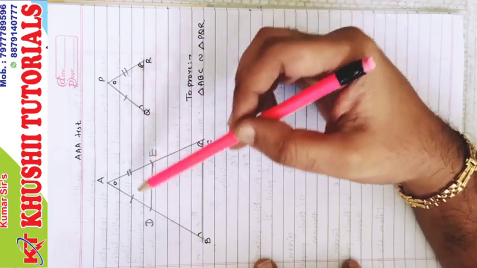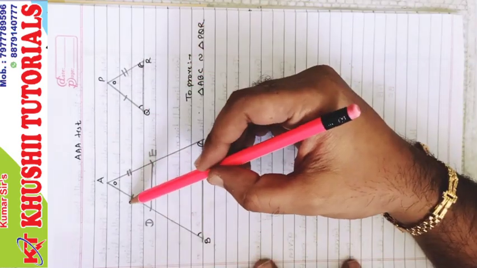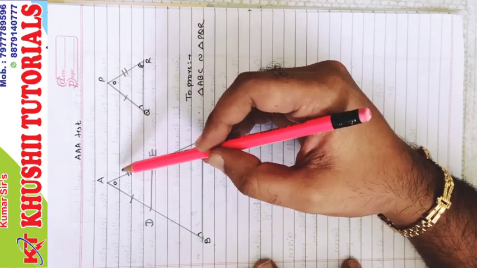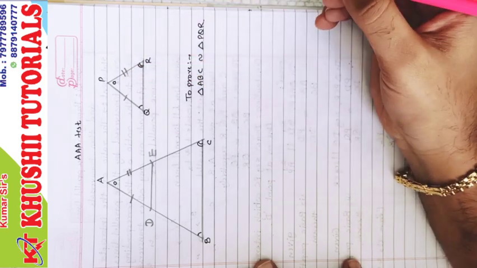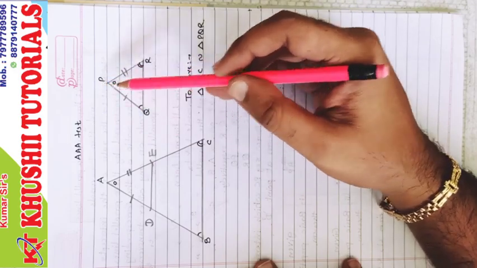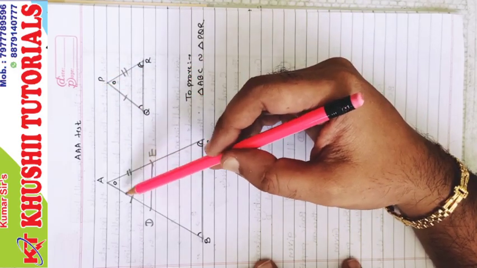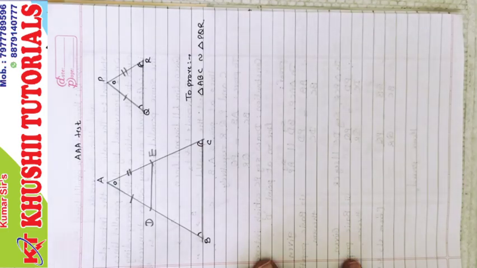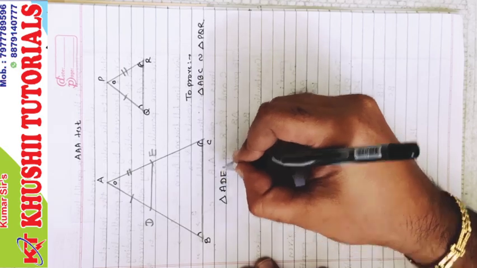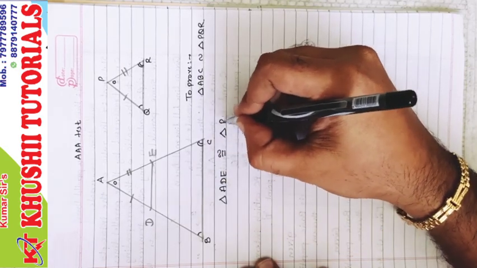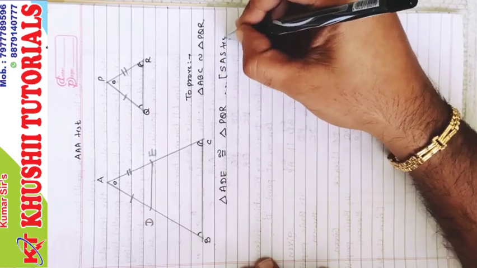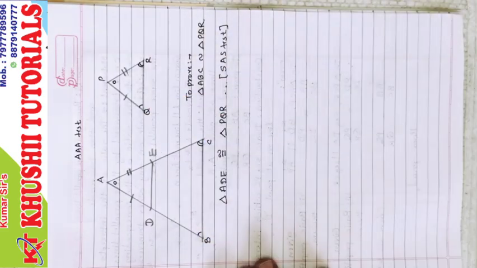Now you can prove that these two triangles are congruent. How are they congruent? One side corresponds to the second side, one angle corresponds to the second angle, and this second side corresponds to this second side. So both this smaller triangle and this smaller triangle are congruent by SAS test of congruency, that we have proved. Triangle ADE is congruent to triangle PQR. By which test? SAS test.